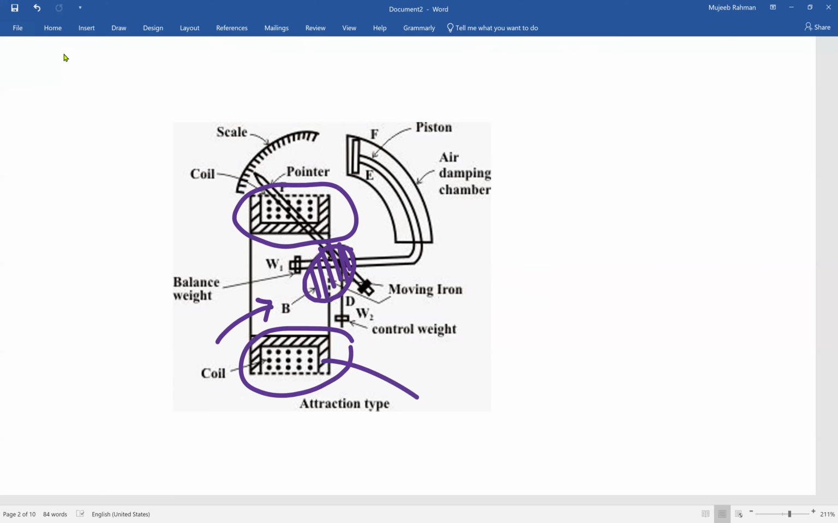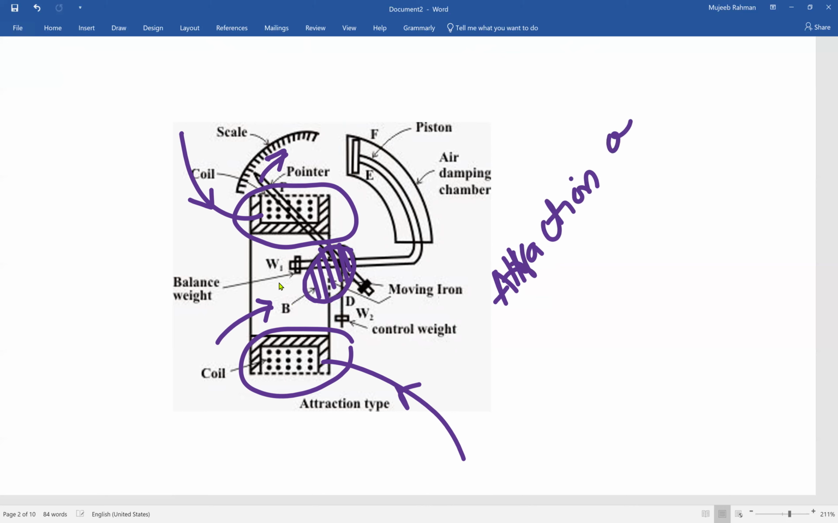So when we apply some current or voltage to these particular coils, these coils become a magnet, and that magnet will pull the soft iron pieces, or the moving iron, into the magnetic field. When there is a pull, that pull will also try to move the pointer. So here the mechanism is the attraction of the moving iron to the magnetic field that is produced by a fixed coil.